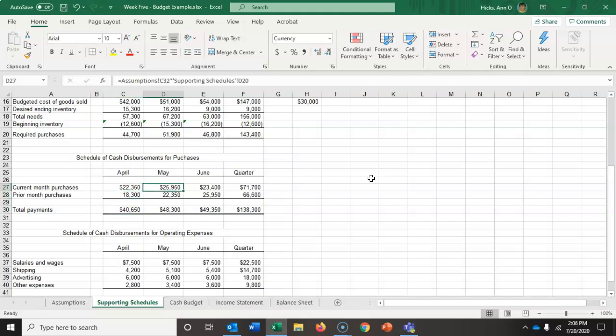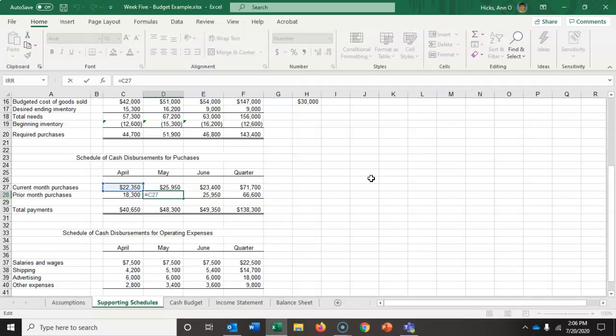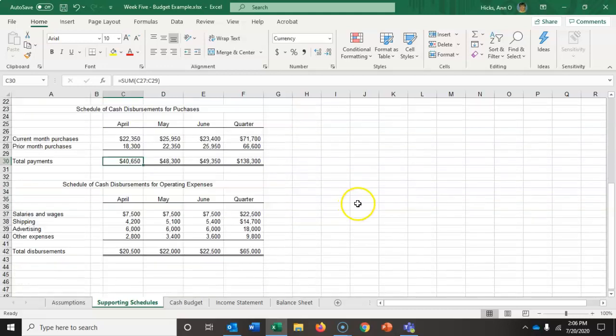Then for May, current month, we'll take half of the current month purchases. Prior month, we'll take half of April, which is effectively the same as our April current month purchases. And then we'll do the same thing for June. And we now have our cash needs to meet those purchase requirements.